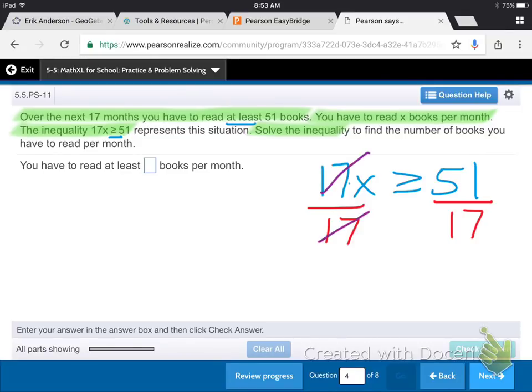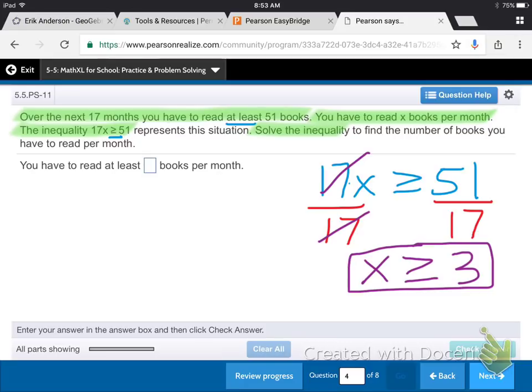Cross out, cross out. Okay, 17 over 17 is 1. We still have x, and we did not divide by a negative, so the inequality is still facing the same way, still the same symbol, and 51 divided by 17 is 3. That means that we have to read at least 3 books per month, x is greater than or equal to 3.